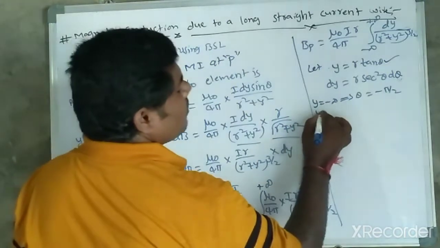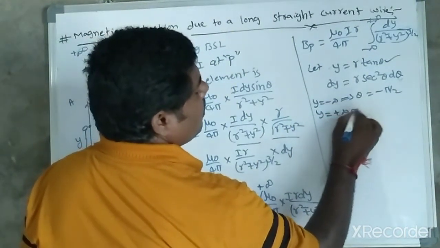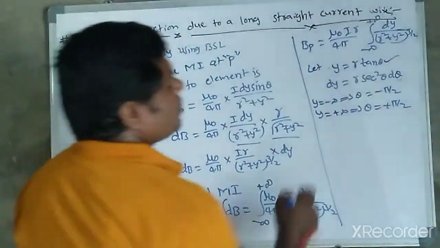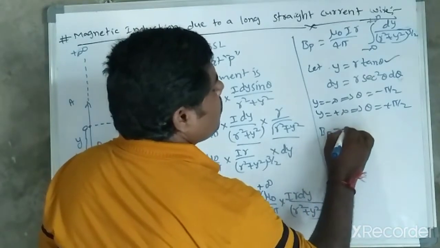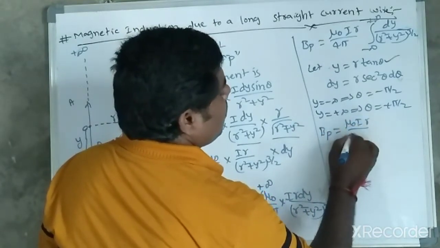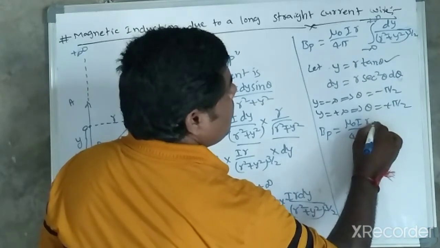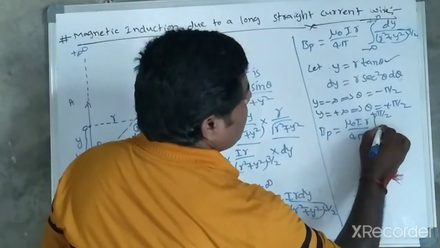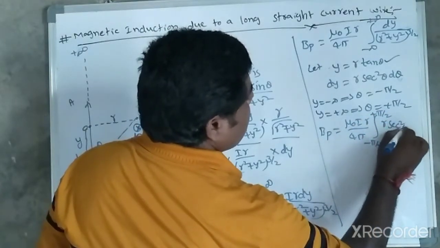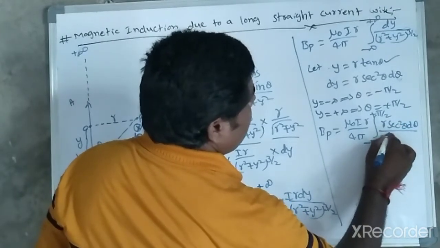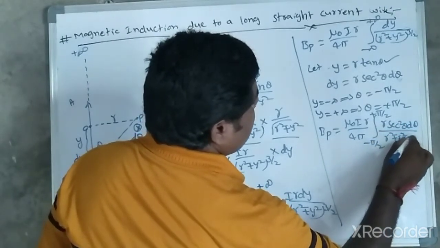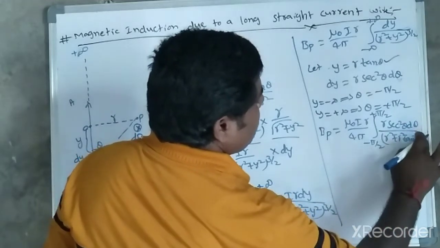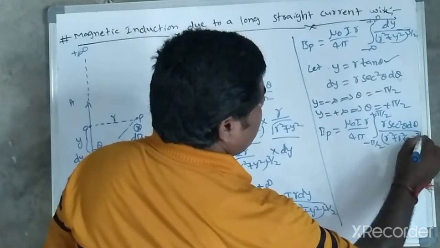So here the limits: another limit, y is equal to plus infinity, theta is equal to plus pi by 2. Substitute these into the above equation. Here Bp should be equal to mu naught I into r divided by 4 pi, into the integral from minus pi by 2 to plus pi by 2, where dy is nothing but r secant square theta d theta, divided by (r square plus r square tan square theta) whole power 3 by 2.